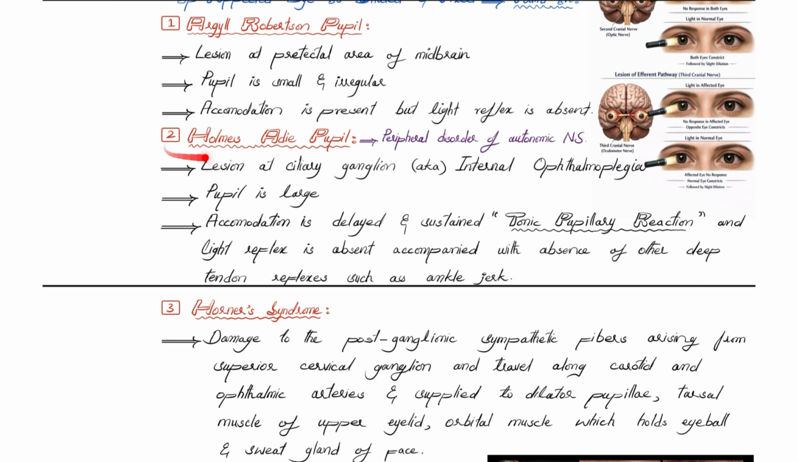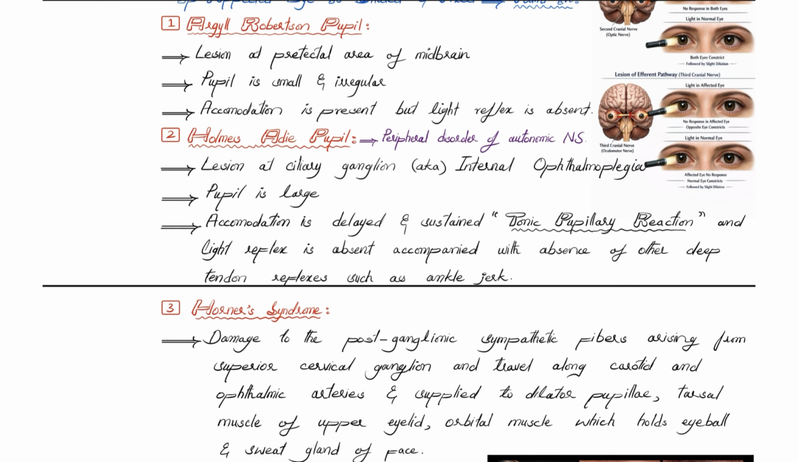The other abnormality of the pupil is called Holmes-Adie pupil, and it occurs when there is a peripheral disorder of the autonomic nervous system. Mostly it occurs after viral infection, and it is benign and self-resolving. So there is lesion at the ciliary ganglion, and when there is paralysis of the ciliary muscle, this is also called internal ophthalmoplegia. The pupil is large. The accommodation reflex is delayed and sustained. Therefore, it's also called tonic pupillary reaction. And the light reflex is absent, accompanied by the absence of other deep tendon reflexes such as the ankle jerk reflex.